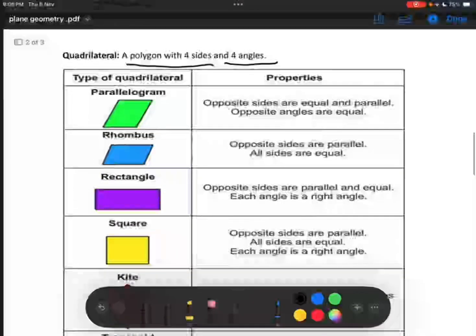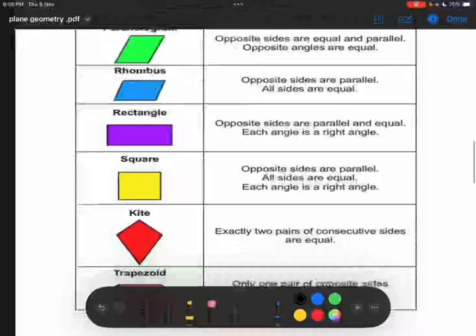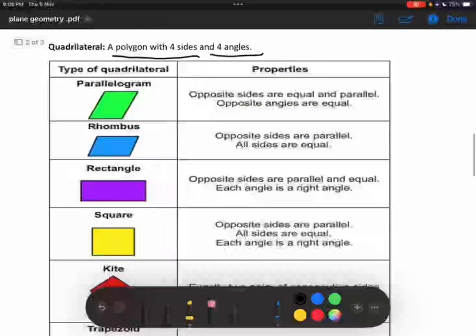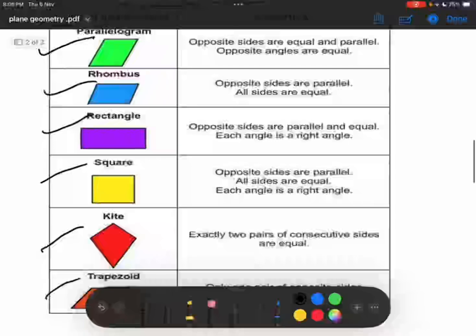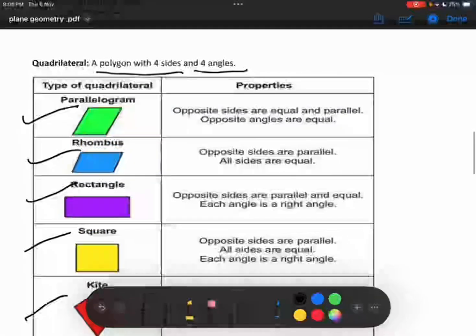So these are some examples of quadrilaterals, like parallelogram, rhombus, rectangle, square, kite, and trapezium. So what is a parallelogram? A parallelogram is a four-sided closed shape, you can see here, in which opposite sides are equal and parallel. I told you what parallel lines are.